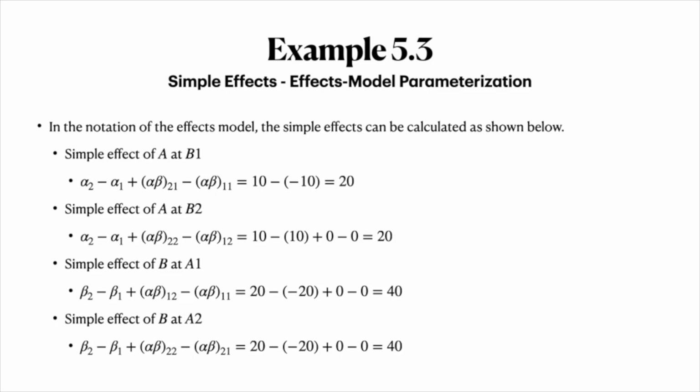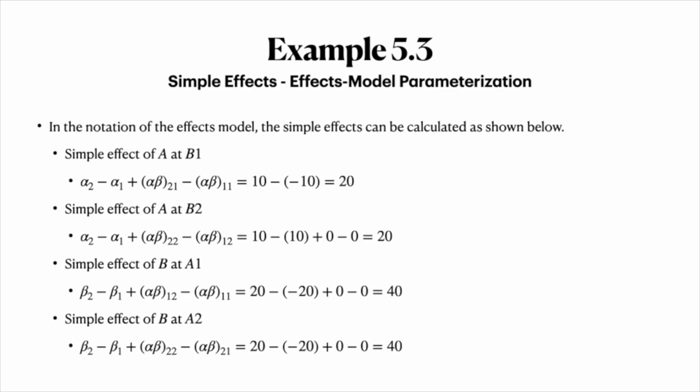The simple effect of A at the second level of B is alpha 2 minus alpha 1 plus alpha beta 2,2 minus alpha beta 1,2. And so that's going to be equal to 10 minus a negative 10 plus 0 minus 0, or 20. The simple effect of B at the first level of A is given by beta 2 minus beta 1 plus alpha beta 1,2 minus alpha beta 1,1. That's equal to 20 minus a negative 20 plus 0 minus 0, or 40.